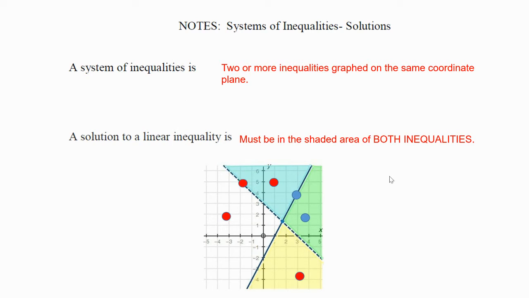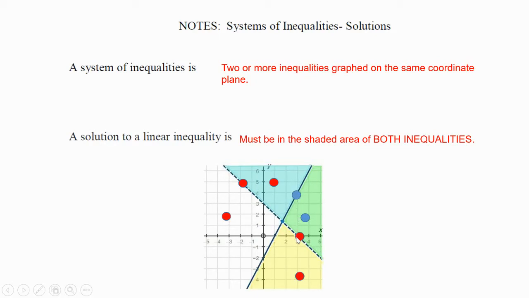So that is a solution to that system since it's on a solid line. Now let's take a look at this one. It's on a dotted line. That is not a solution to this inequality. How about this one? This one is on a dotted line. Now it's in the yellow, and that's good for this line, but it is on a dotted line. It is not a solution.